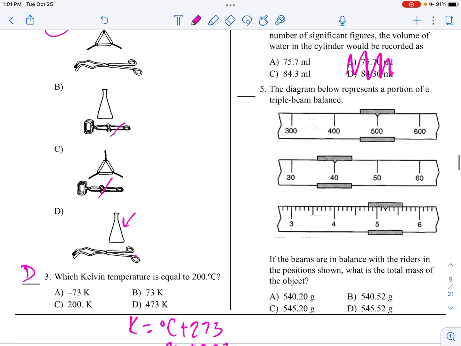Triple beam balance, okay, so I'm sure of 545, so that takes care of those. So then this is 5.1, 2, 3, 4, 5, 6, 7, yeah, so each of these is worth 0.1. Now I'm going to erase that so we can see a little bit better. So it looks like it's right on 0.2, and then we have to estimate one beyond, so 0.20.